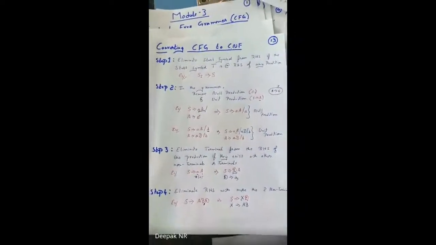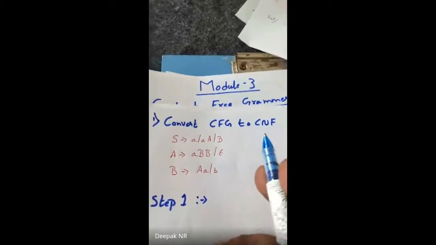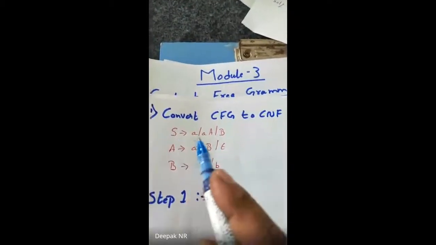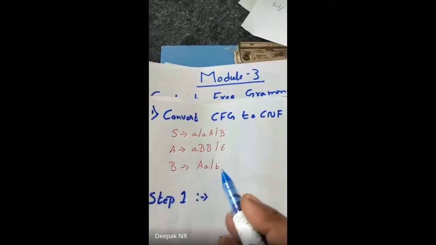Clear, guys? Let me take an example. I hope if I take an example, you guys will be clear how to solve it. First and foremost, this is my example. Convert CFG to CNF. S tends to A slash AA slash B, A tends to dash, dash, dash, and B tends to something.